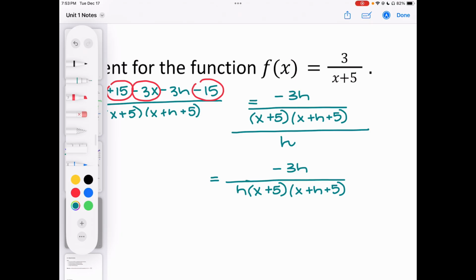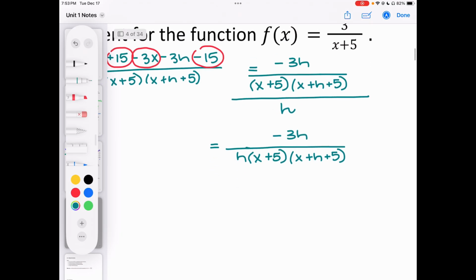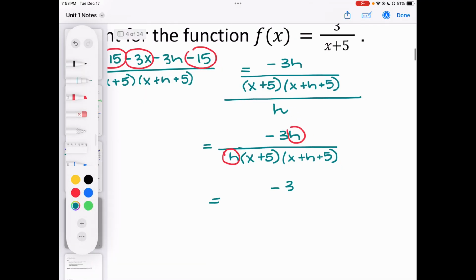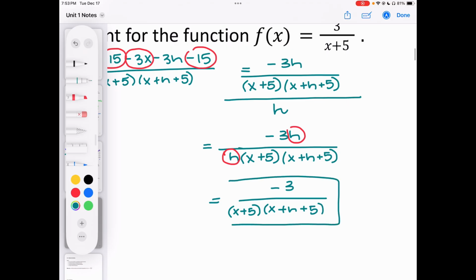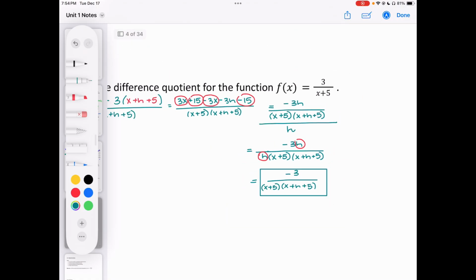Now I see that the numerator and the denominator have an h in common. So I will go ahead and circle those so we can see it. And I'm going to cancel them out, which leaves me with negative 3 over x plus 5 in parentheses times x plus h plus 5. That'll be the difference quotient for this question. So yeah, it's a little bit messy, but take it step by step and you'll get through it.